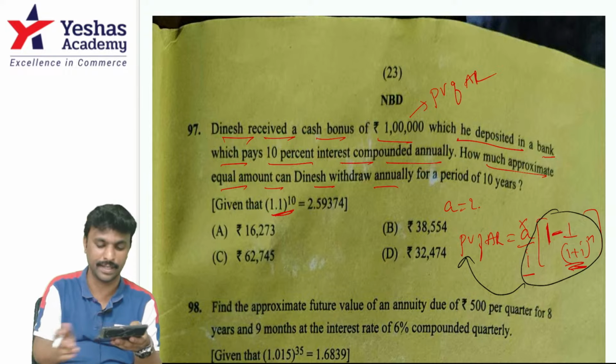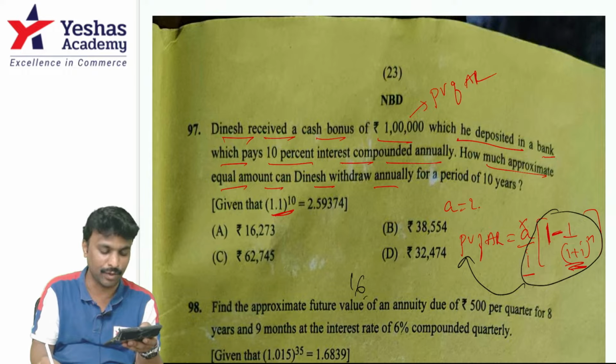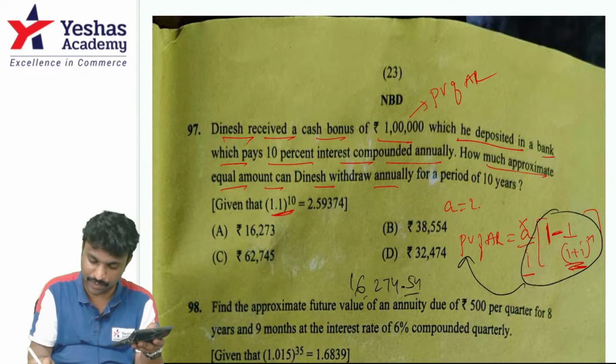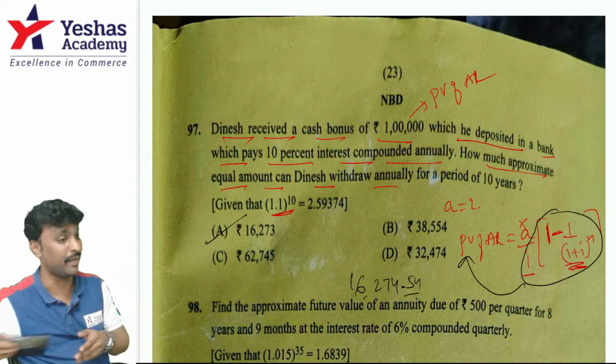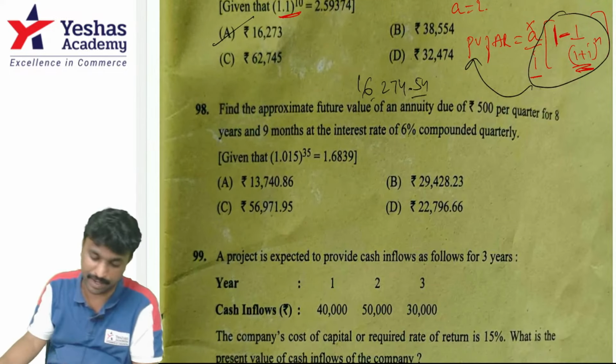So the result is 1 lakh, means 16,274.54. 16,274.54. The nearest answer is 16,273. Option A is the right answer.